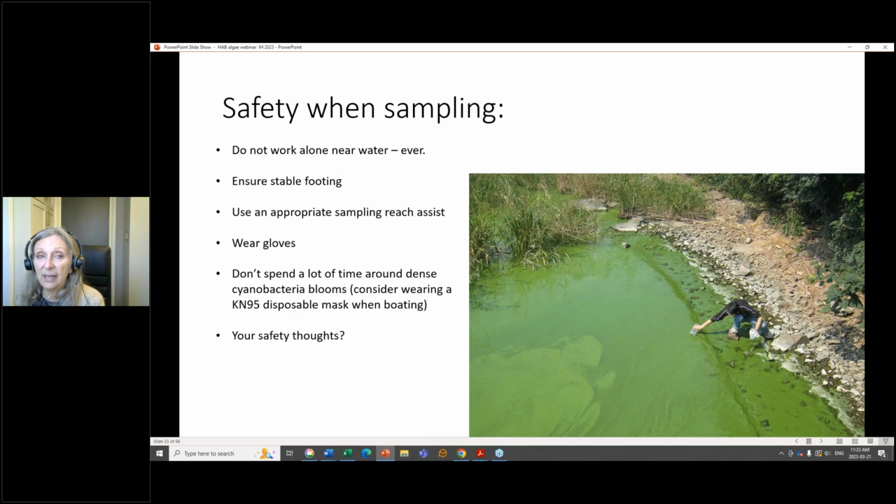Consider wearing a KN95 disposable mask when you're boating, or if you're going to spend a lot of time near a shoreline like this. In Florida, they've done testing of residents that live near waters that are prone to months-long cyanobacteria blooms, and they carry more cyanotoxin dose in their bloodstream than those that live remotely from cyanobacteria. So it's concerning. There's only 2 lakes in BC presently where our staff wear KN95 masks when they're boating, as they're capable of producing an aerosol.